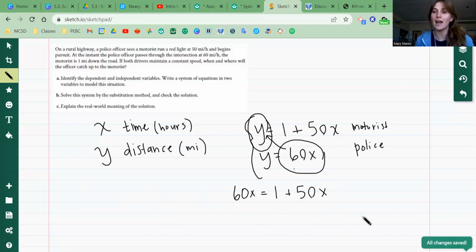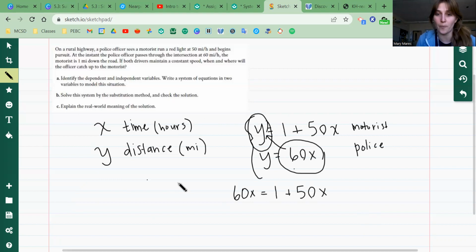And now I no longer have an equation with two variables. I have an equation with one variable. And that means I can go ahead and solve for that variable. So I need to get my x's all on one side and my numbers all on the other.